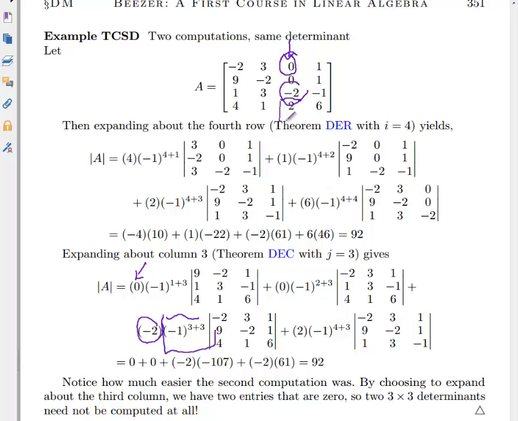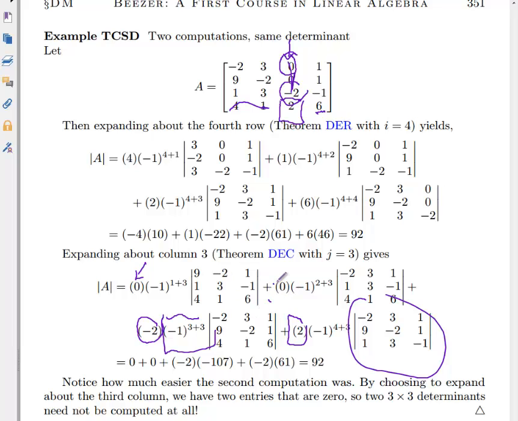Okay, let's do the last one here. This 2 here, this is going to be 2. And then this minus 1 to the fourth row, third column. That's how you can get the sign of the term, is take the number of the row plus the number of the column. And then the remaining submatrix is this matrix minus 2, 3, 1, 9, minus 2, 1, 1, 3, minus 1, which is the matrix here. Okay, so we found different ways of computing this submatrix.